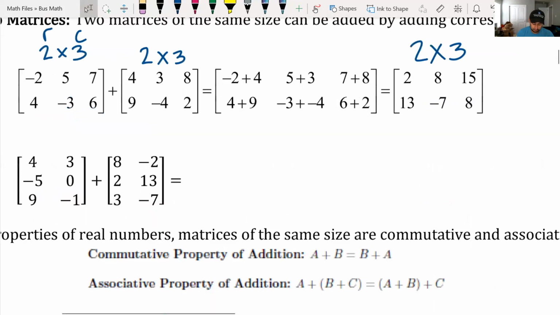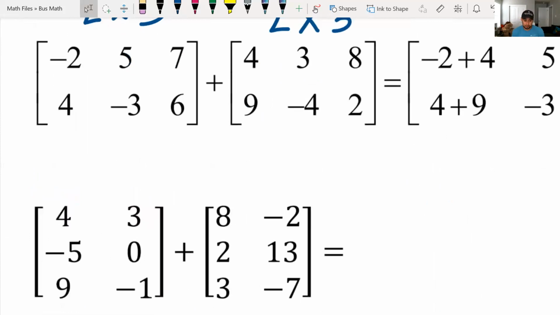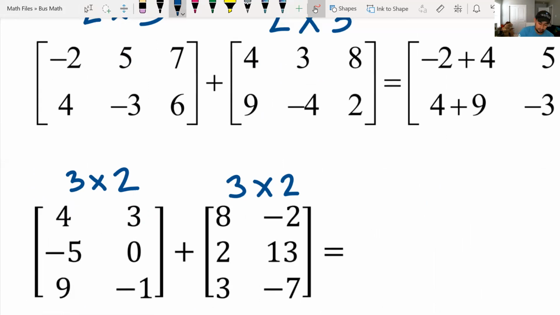Okay, let's try it out on our own. Here we have our two matrices. Yes, they look the same size, but let's also put the dimensions. Matrix 1 has 3 rows and 2 columns. Matrix 2, same thing, 3 rows, 2 columns. Okay, now let's put it together. Since they are the same size, we can add them.